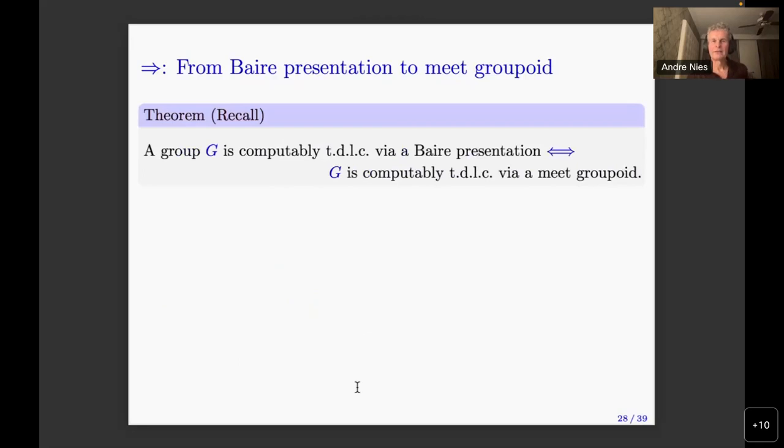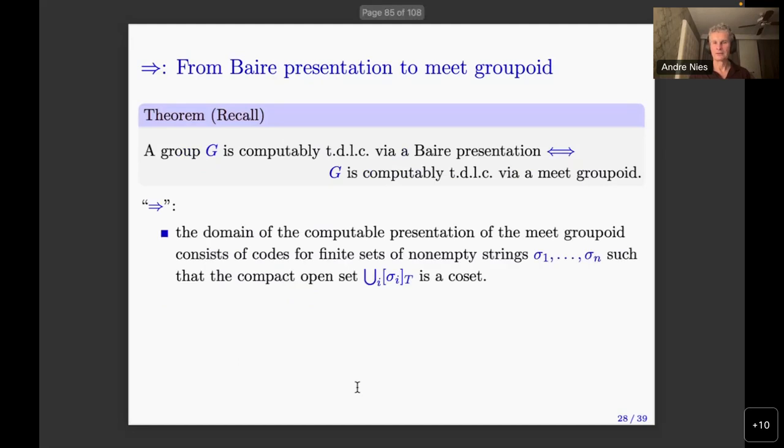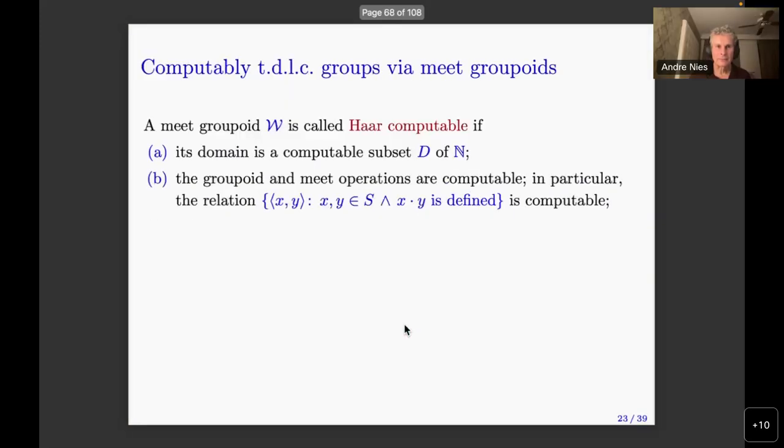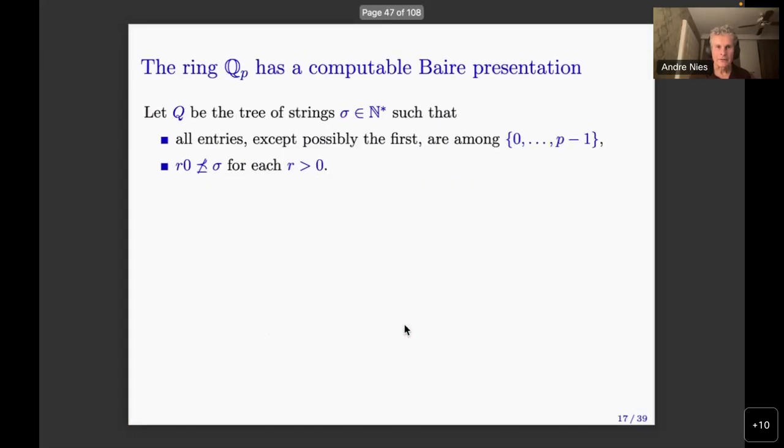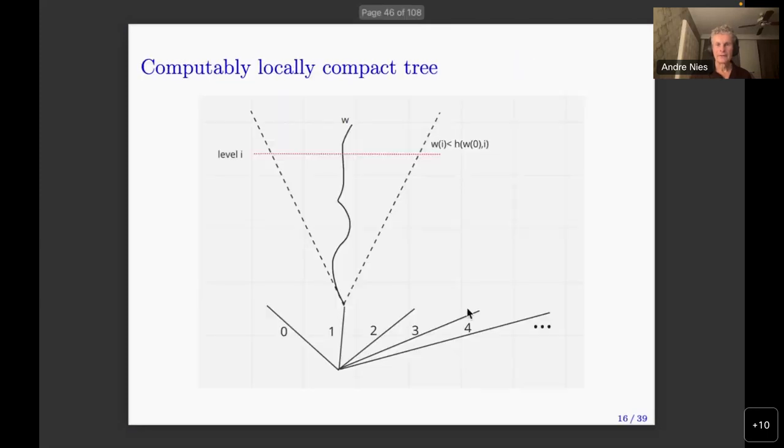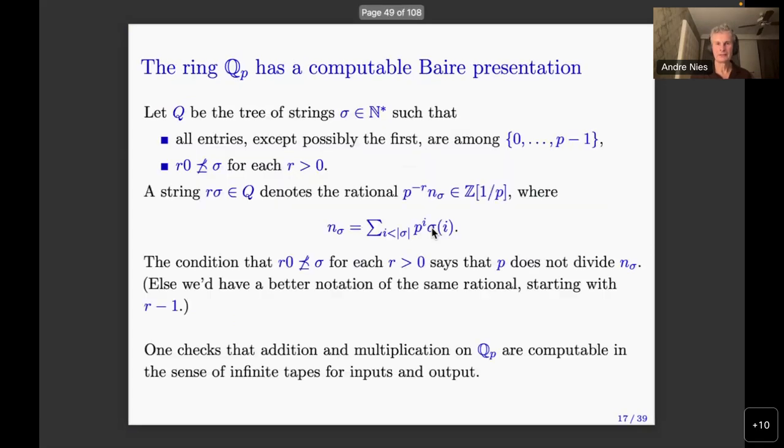And the other direction: now I'm given the computable bare presentation and I want the meet group point out of it. So the domain is now finite sets of non-empty strings. Perhaps you want to look at this picture again. Sorry, I have to flip back a few slides, which one should never do. So finite sets of strings in this picture, but not the empty string. Maybe one here, one there, one there. So these are exactly the compact open subsets of G.